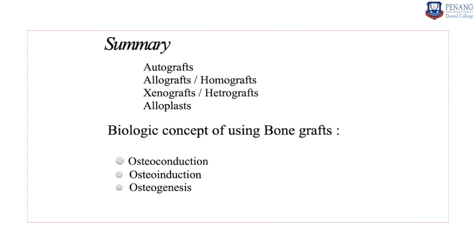So to summarize what we have seen with graft-associated regenerative procedures, we have seen about different types of graft material available. Examples: autogenous bone graft, allografts, xenografts and alloplasts, and the concepts of using the bone graft. What are the main concepts? The idea of using a bone graft is to have osteogenesis and result in bone formation.